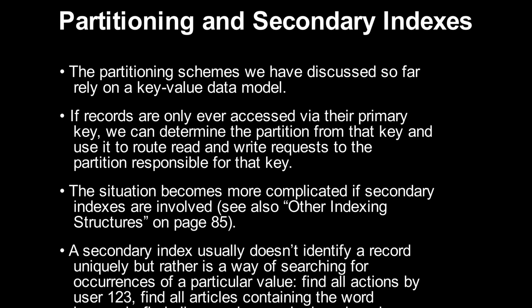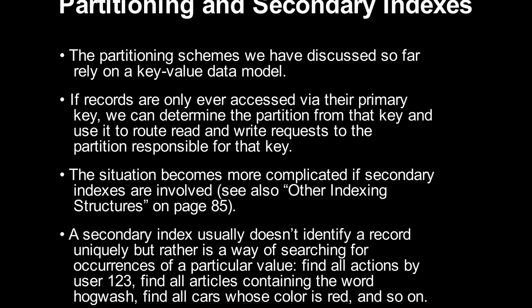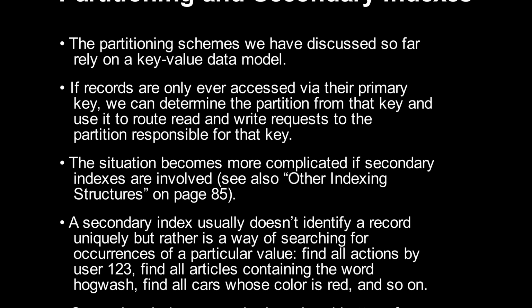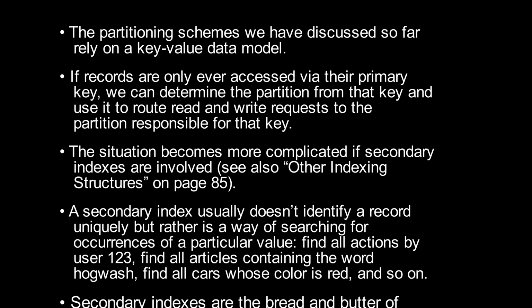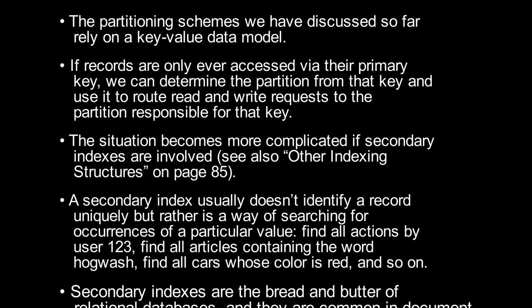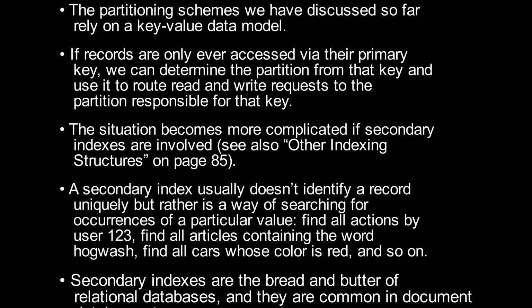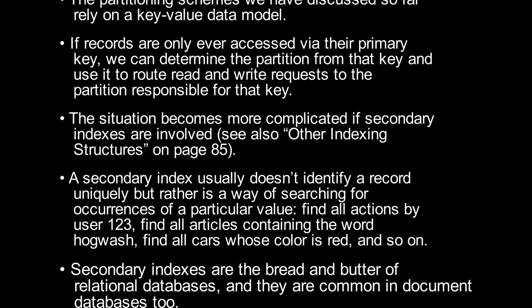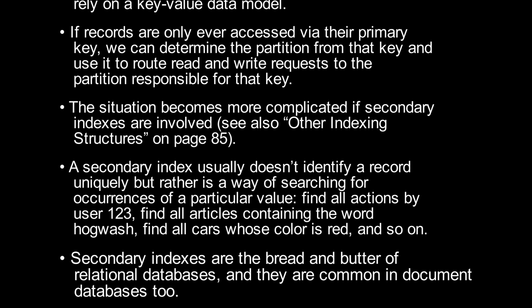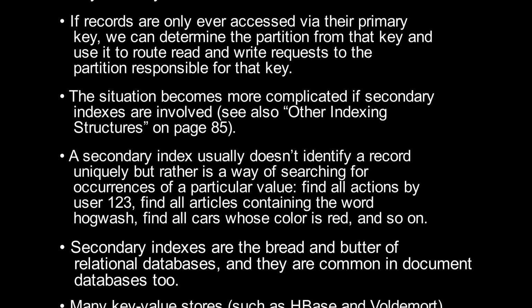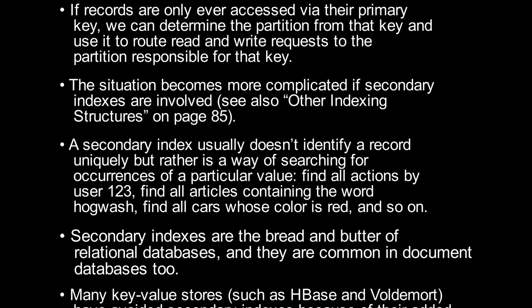See also other indexing structures on page 85. A secondary index usually doesn't identify a record uniquely, but rather is a way of searching for occurrences of a particular value. Find all actions by user 123. Find all articles containing the word hogwash. Find all cars whose color is red, and so on.